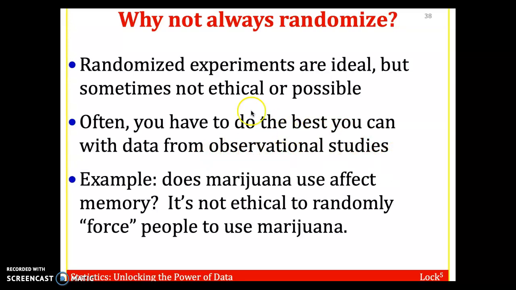So for example, does marijuana use affect memory? It's not ethical to randomly force people to use marijuana, or I suppose in many states now, force people to not use marijuana. Another example is smoking. One reason why the smoking debate lasted so long is that you can't do a randomized experiment. It's unethical to take a group of people, randomly split them up, and force one group to smoke, say, a pack of cigarettes a day for 20 years, and one group to not smoke cigarettes for 20 years, and then compare their cancer rates. It's not possible to do ethically.